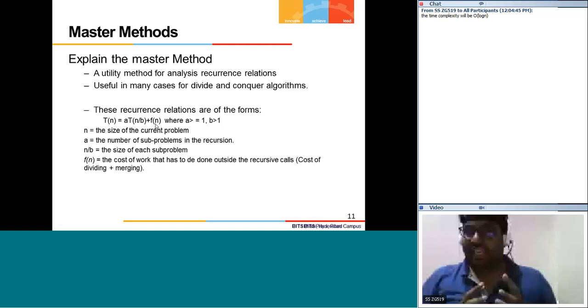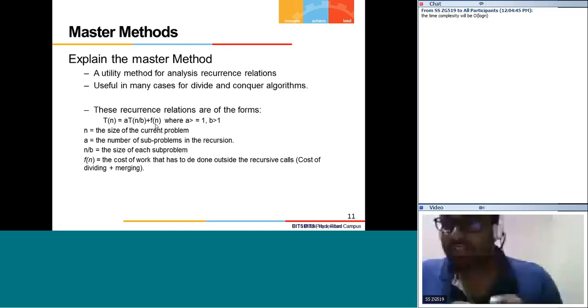Before I use the master theorem, are there any cases in the master theorem? Yes, every master theorem comes with 3 cases, and we will see each case one by one and how to use them.